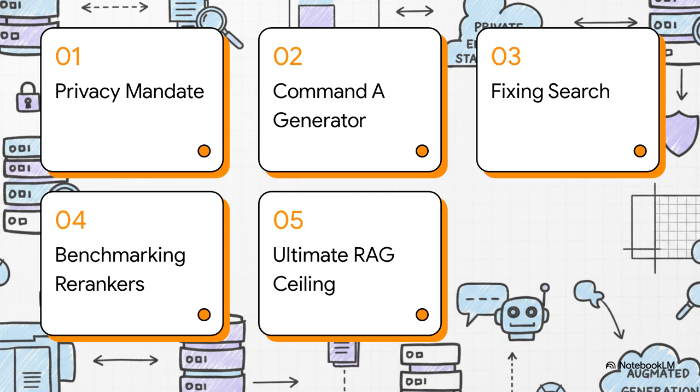First up, we'll look at the privacy mandate, then Command A, our generator. After that, we'll fix search with re-rankers, benchmark the absolute best ones out there, and finally, we'll look at the ultimate RAG ceiling. Let's get moving.